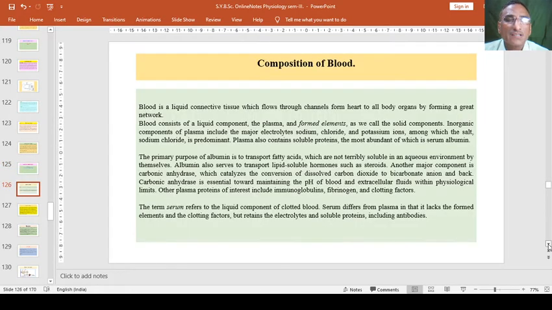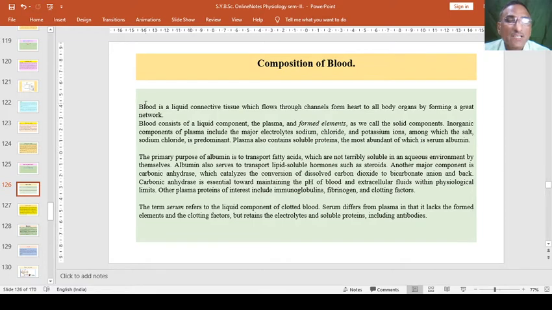for better understanding. We have seen last time that blood is a liquid connective tissue. It flows through the channels. It has a composition of plasma and some formed elements. In plasma, the inorganic components include major electrolytes like sodium, chloride, potassium ions, etc., and salts of sodium chloride. We have already seen this in previous discussion. Serum albumin is also there.